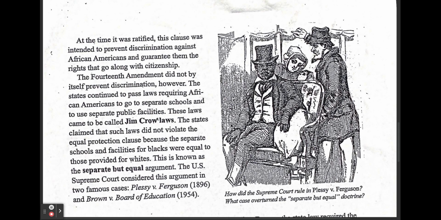The 14th Amendment did not by itself prevent discrimination, however. The states continued to pass laws requiring African Americans to go to separate schools and use separate public facilities. These laws came to be called Jim Crow laws. The states claimed that such laws did not violate the Equal Protection Clause because the separate schools and facilities for Blacks were equal to those provided for whites. This is known as the separate but equal argument.